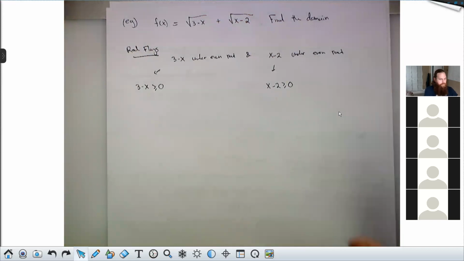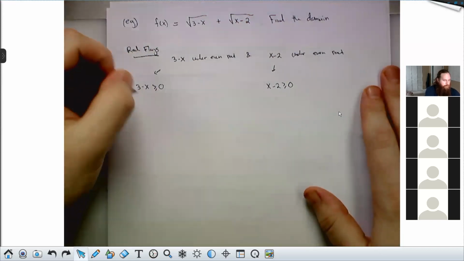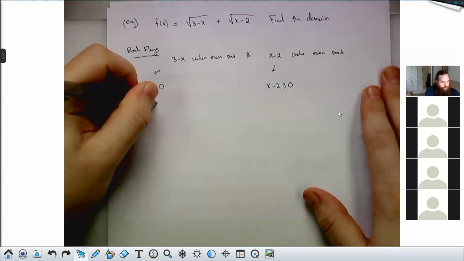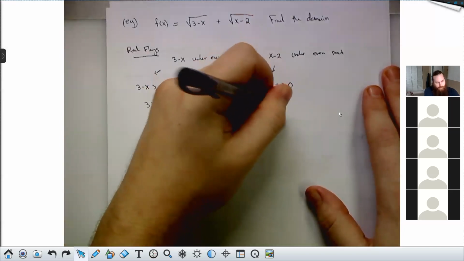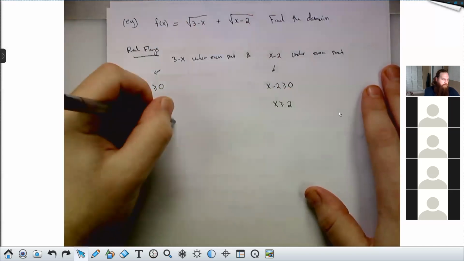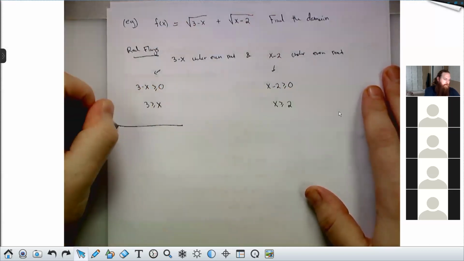Neither of these inequalities is hard to solve. If I add x to both sides here, I get 3 is greater than or equal to x. If I add 2 to both sides here, I get x is greater than or equal to 2. Let's shade both of these on the number line.